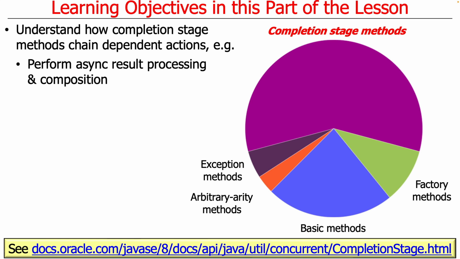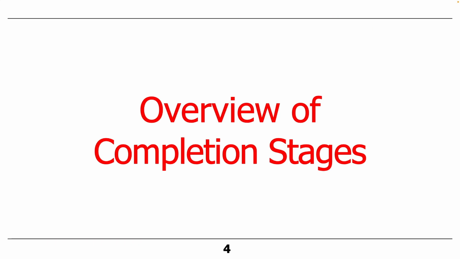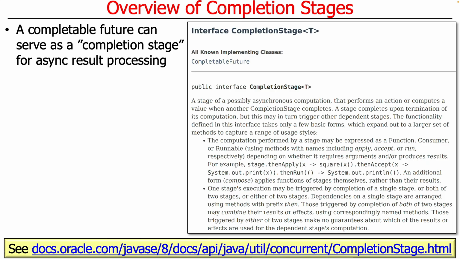There's a couple of different things that completion stage methods do. One thing they do is they can process the results of asynchronous operations when they complete, and they can also perform composition. So we'll talk about those two different things here briefly. Then we're going to go into more detail when we look at each of the different categories or subcategories of completion stage methods. So there's an interesting interface called completion stage, and this is what completable futures implement in order to be able to do this asynchronous chaining of dependent actions as operations that are running asynchronously complete.